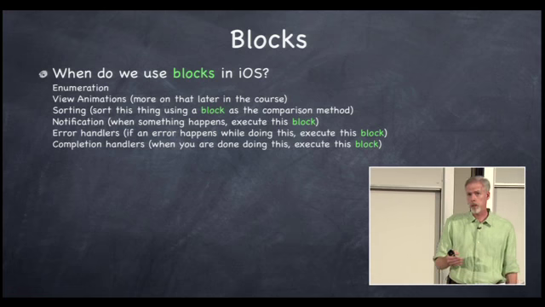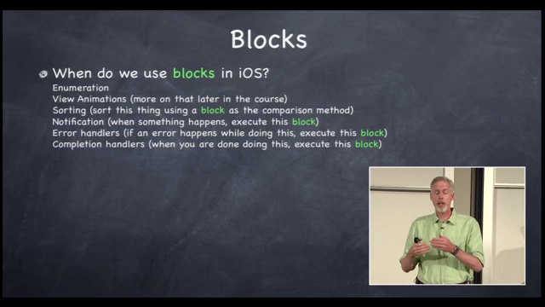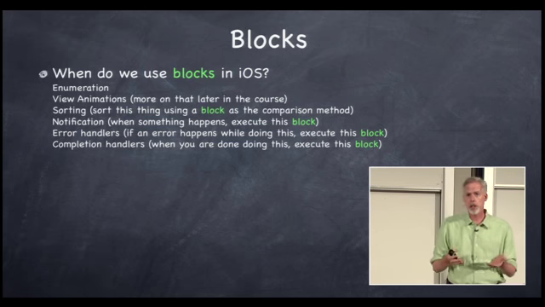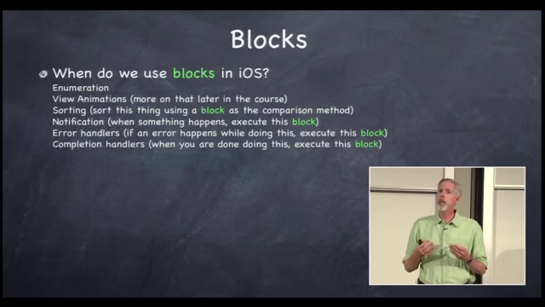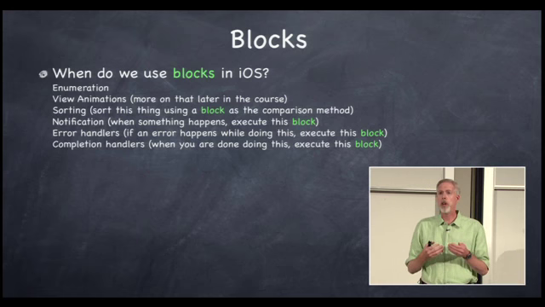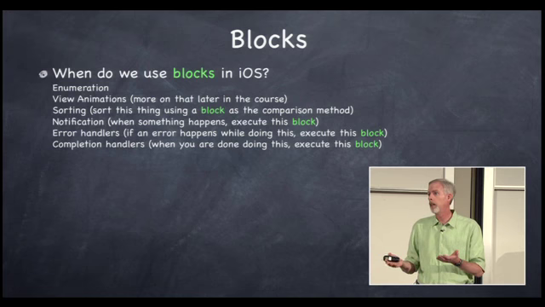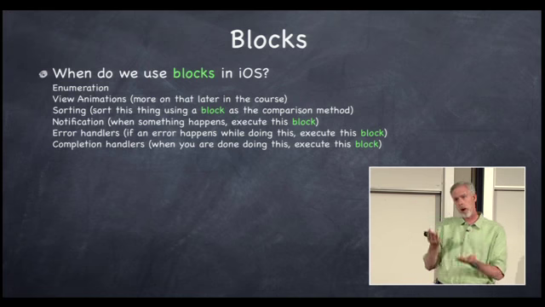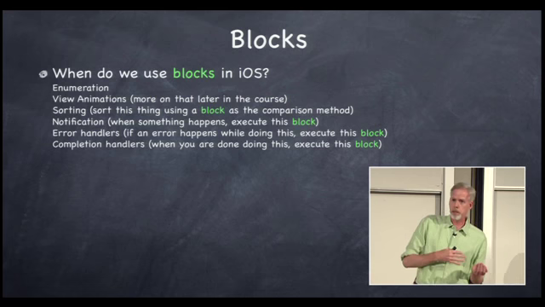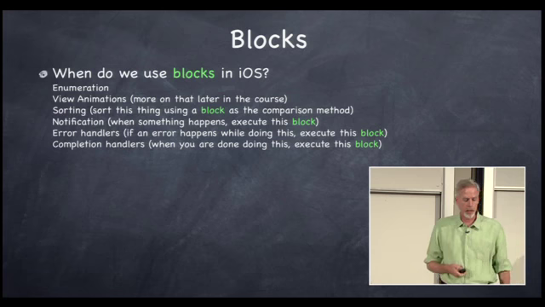Sorting, we've already seen where we specify a selector for sorting. Like when we're doing a fetch results controller, we'll specify here's a selector. You can imagine you have methods that do sorting that instead of specifying a selector to compare objects, it just says sort using this block. And the block takes two arguments, which are the two objects to compare, and it returns an NSComparisonResult, which is ordered the same, ordered greater than, ordered less than. So you can imagine using blocks there. Notification is a common one.